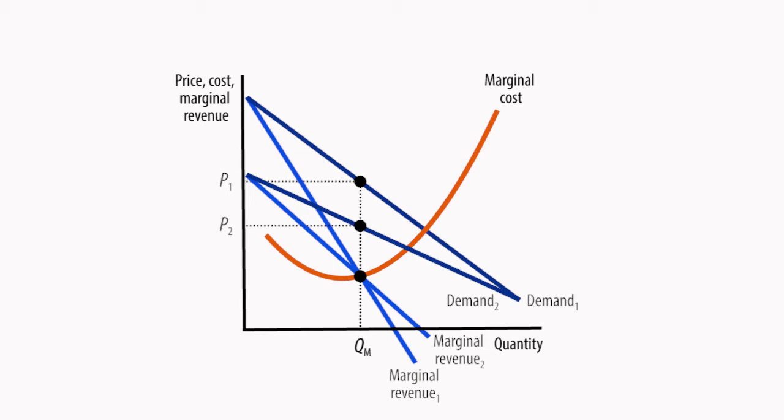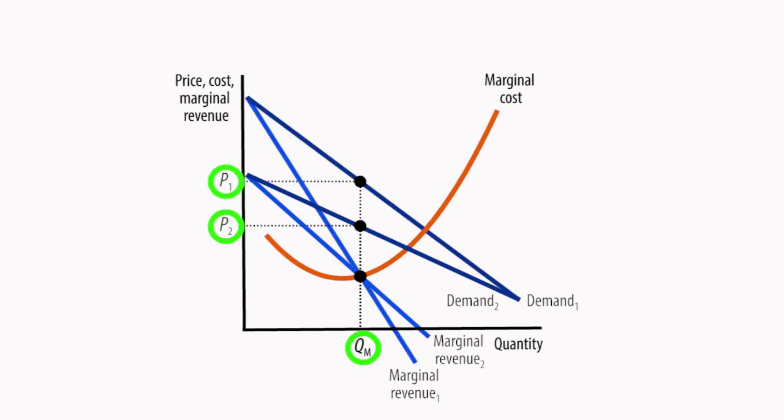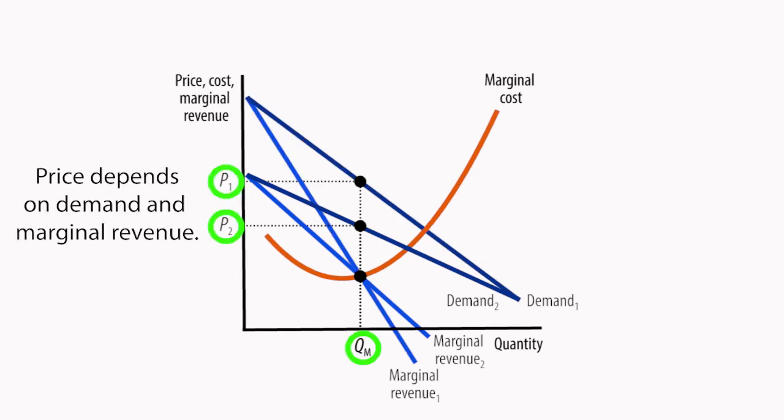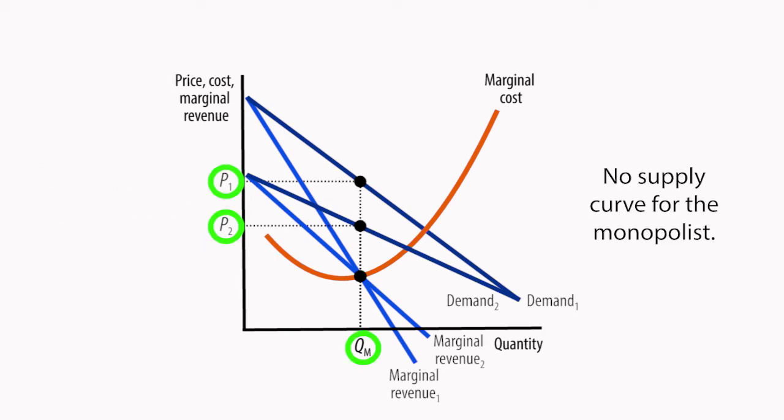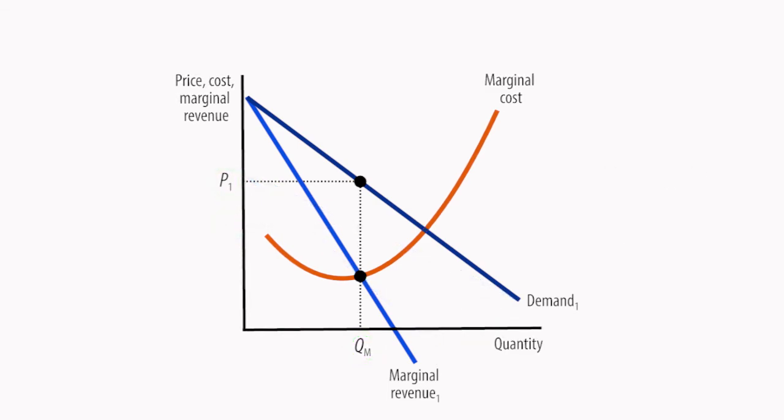But notice what happens if we draw a new demand and marginal revenue curve with marginal revenue 2 intersecting the marginal cost curve at the same quantity as marginal revenue 1. Facing demand 2 and marginal revenue 2, the monopolist would maximize profit by selling the same quantity, QM, at the price of P2 rather than P1. Since the profit-maximizing price depends on the demand and marginal revenue curves, we can't pinpoint a particular supply curve for the monopolist.